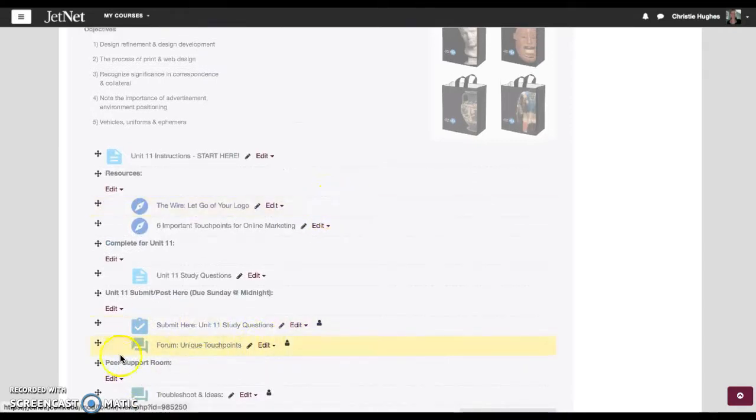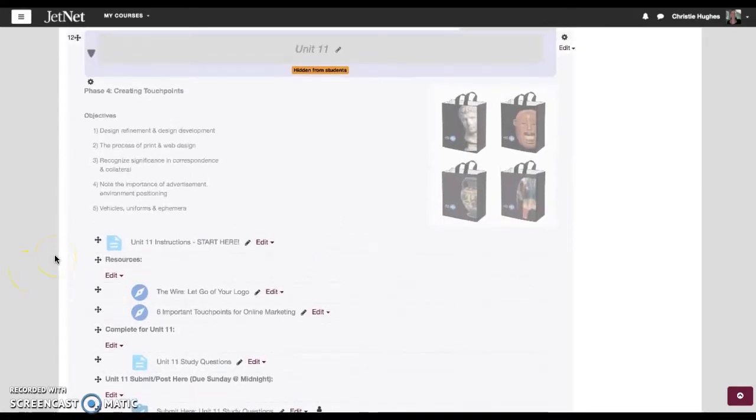I look forward to seeing what your perspective is for this week and creating the touch points, because obviously it focuses heavily on design and that is my expertise.